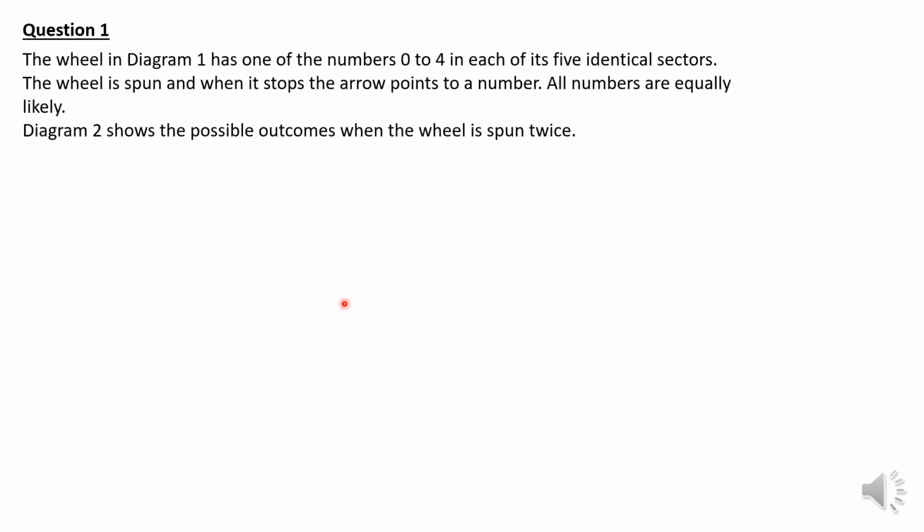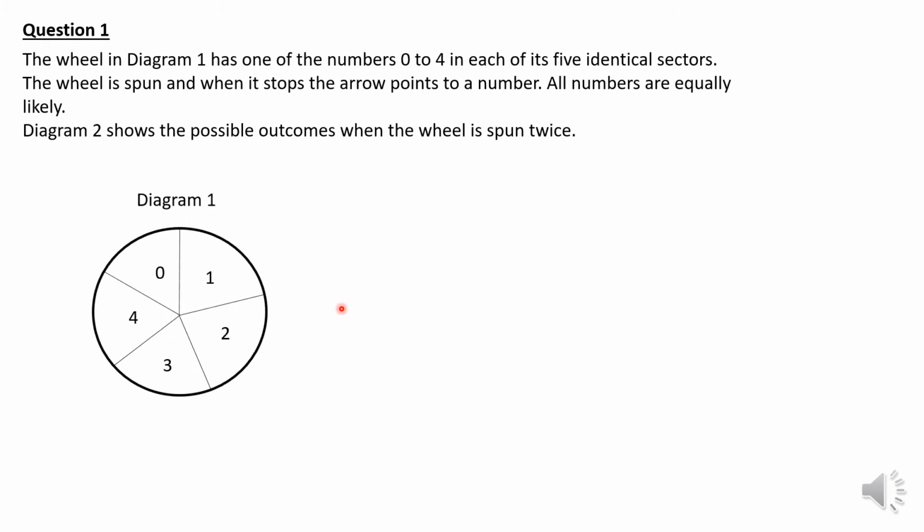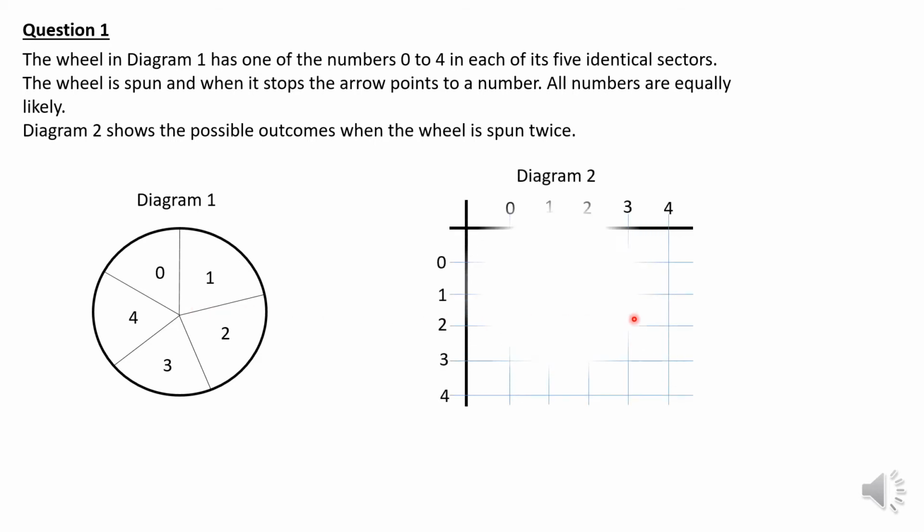Right, so let me just go directly into some questions. The one here brings up a diagram where you have a wheel that is numbered from 0 to 4 with identical sectors. When the wheel is spun and stops, the arrow points to a number, and the key thing is all numbers are equally likely. The second diagram shows the possible outcomes, a possibility space diagram that we can use.